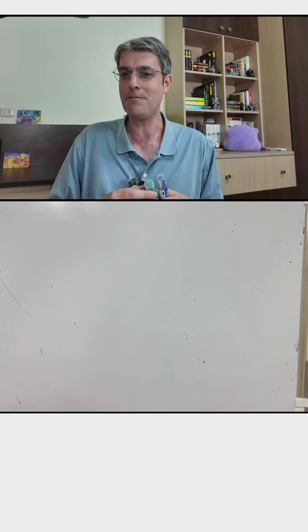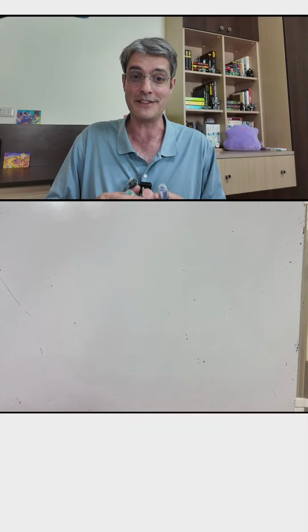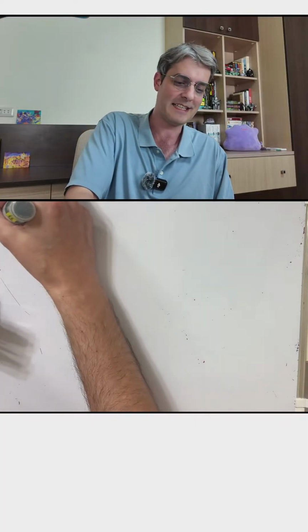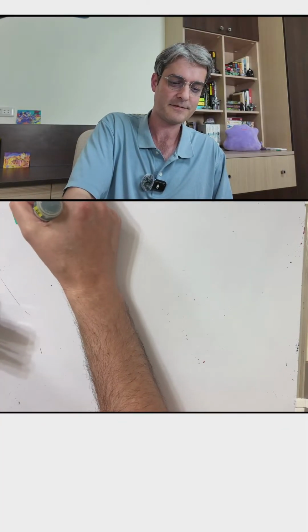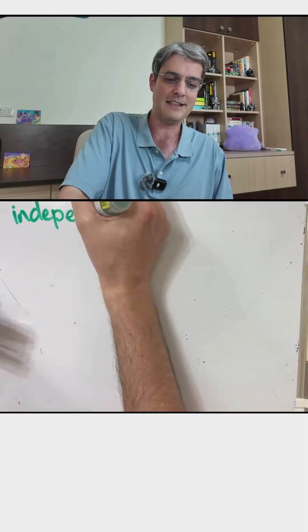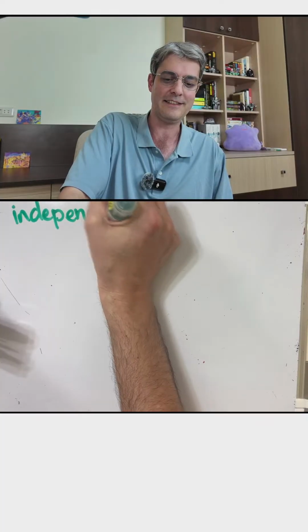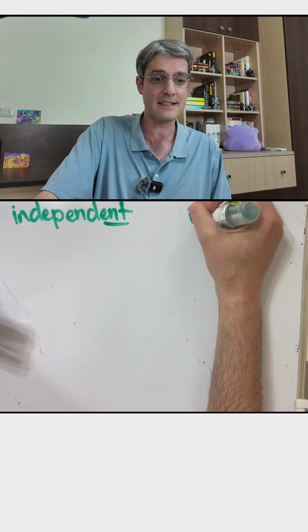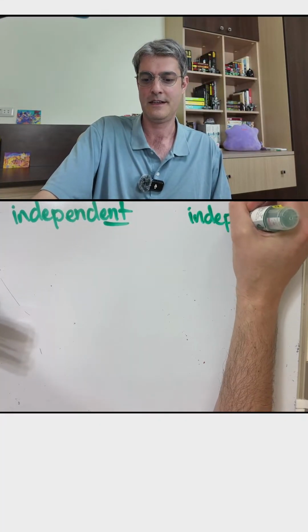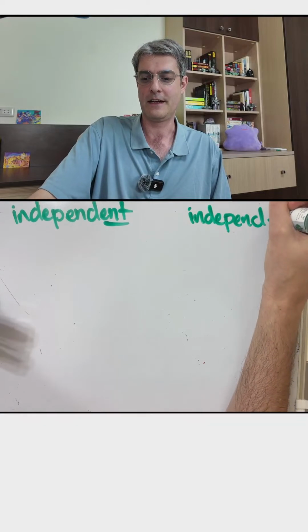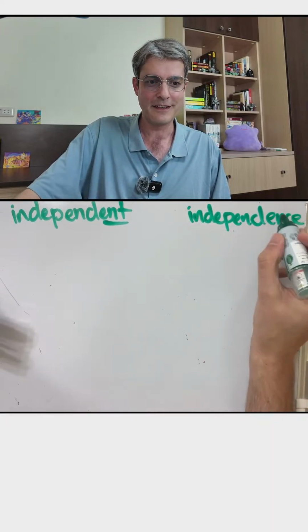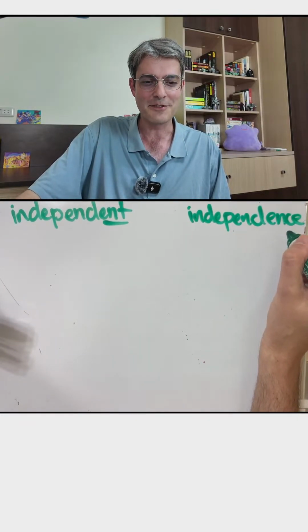Our next one, all right, now we're getting into probably the B1, B2 level stuff. So we got independent, our ENT adjective, and independence, our ENCE one.